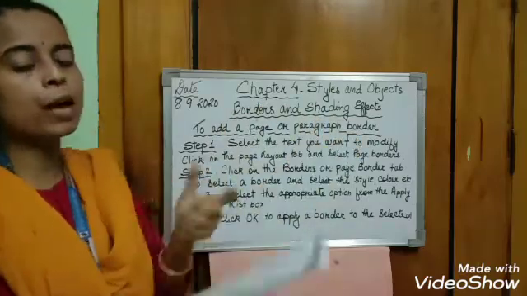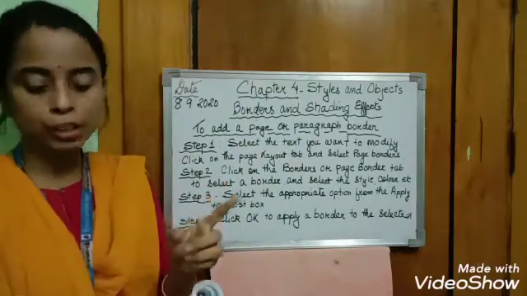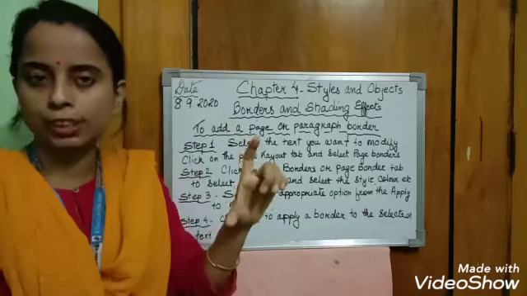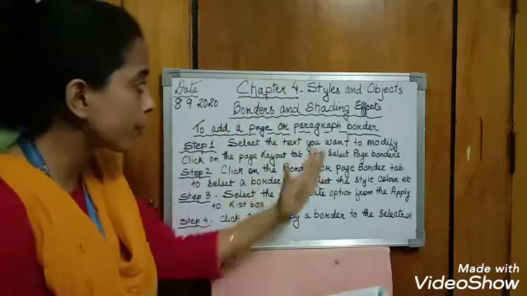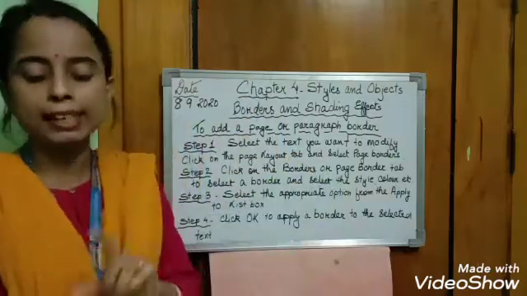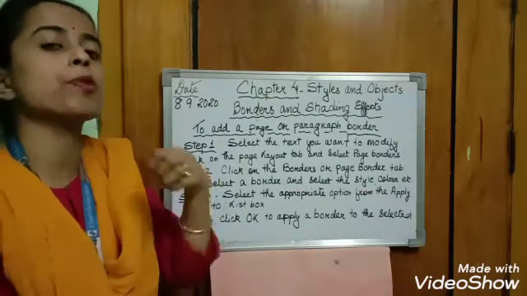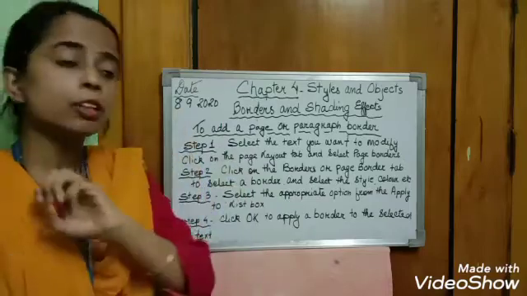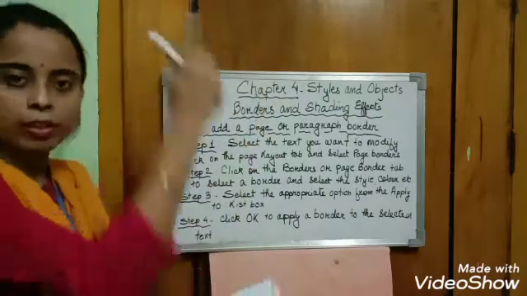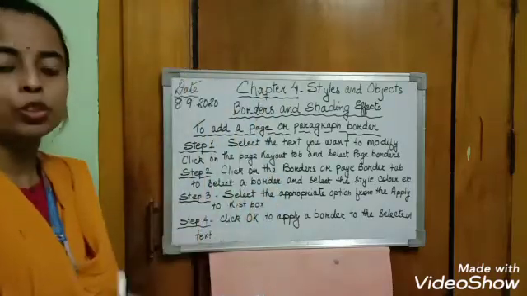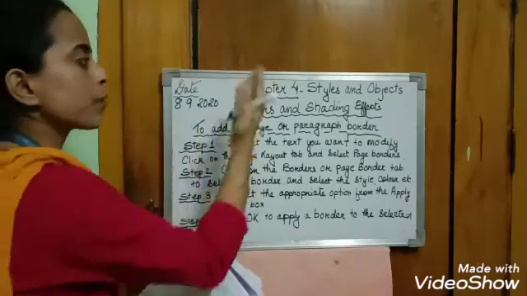Now, why are we going to apply the border and shading effect in our Word document? The main purpose is to improve the appearance of the text, to make it attractive. We can apply a variety of border and shading effects to the text and the entire page. Understood? To make it more attractive and to change the appearance of the text, we apply a border or shading effect to the whole page. So how are we going to do that? What are the steps to apply border and shading effects?